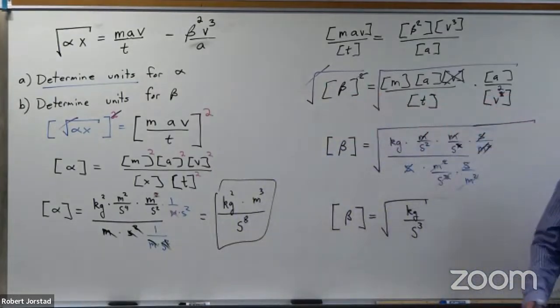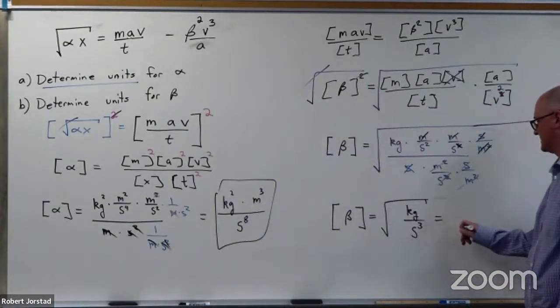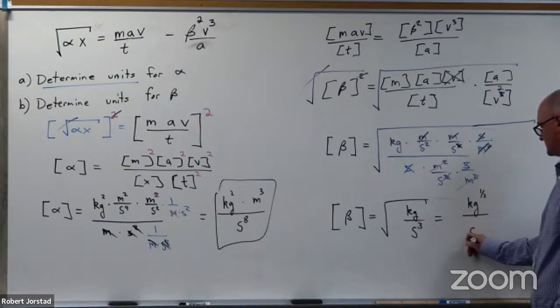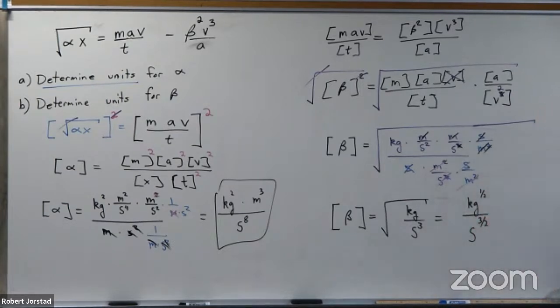That's acceptable. Someone else might write this as kilograms to the 1/2 all over seconds to the 3/2. And you might be saying, dude, didn't you tell me not to use diagonal fraction bars? Yeah, but sometimes I do that for exponents in this form, just for some weird reason. I don't know why. I'm a complicated guy. All right. There's a couple of examples.